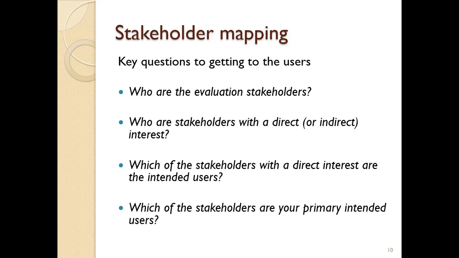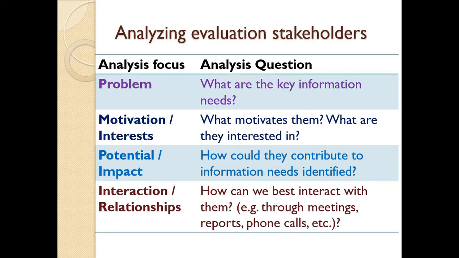To understand who will use the evaluation, to improve the usability of the evaluation, we must do stakeholder mapping. And the key questions are: who are the evaluation stakeholders? Are they direct or indirect? Do they have direct or indirect interest? What are their motives? Which ones have direct or indirect intentions to use the evaluation, and who are the primary intended users? So we use this analysis and these questions to map out those that would primarily be able to utilize the evaluation.